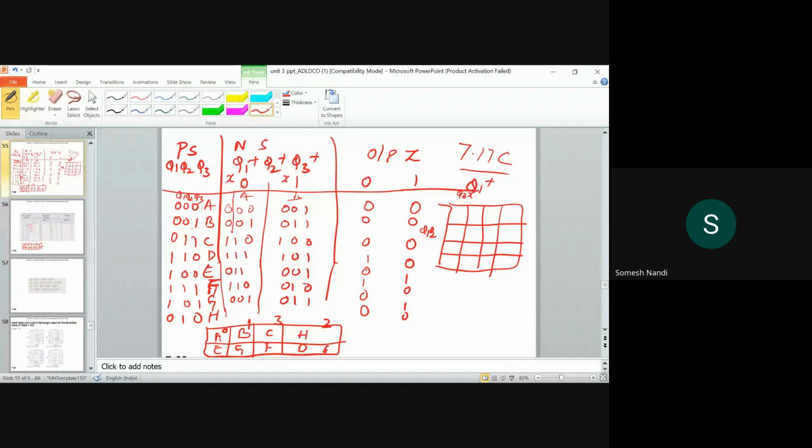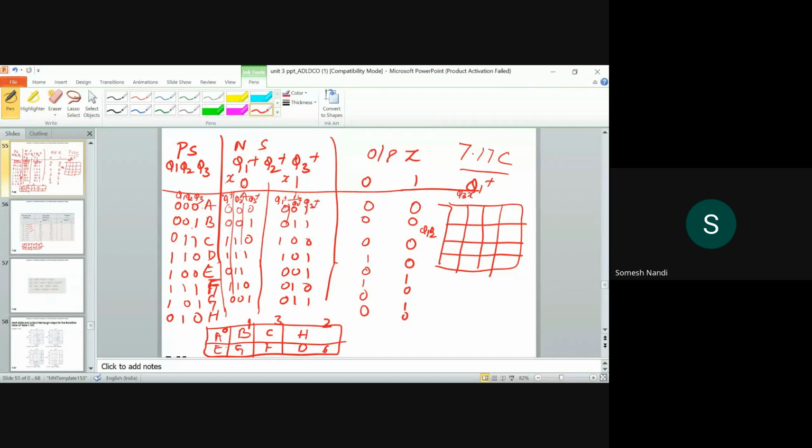You have this is your q1 plus, this is your q2 plus, this is your q3 plus. All these are for input 0. This is your q1 plus for input 1, q2 plus for input 1, q3 plus for input 1. Like that you should go.